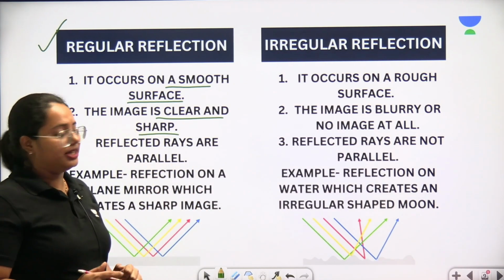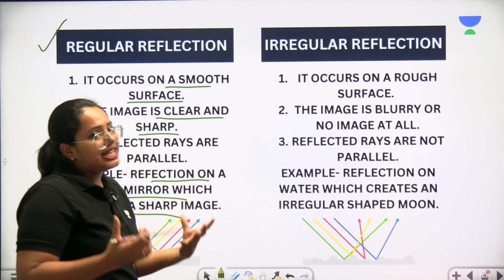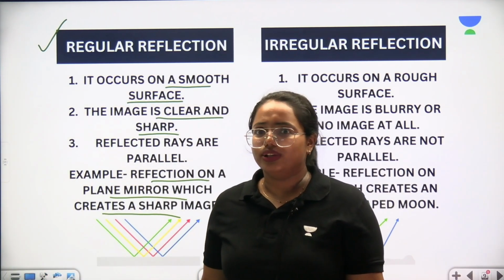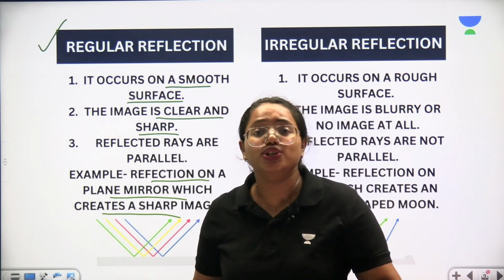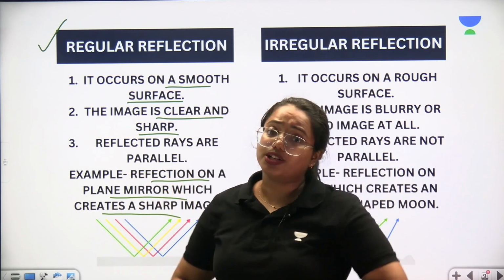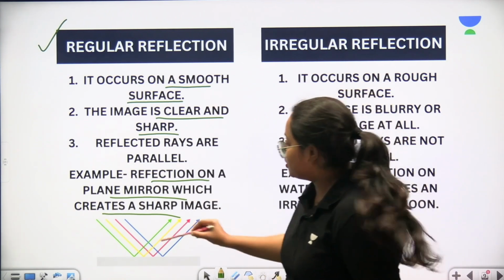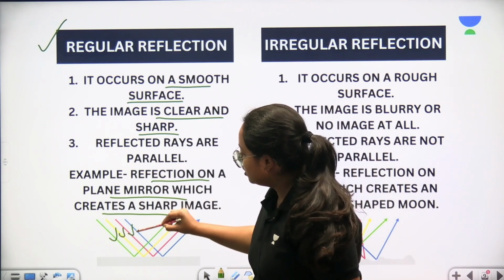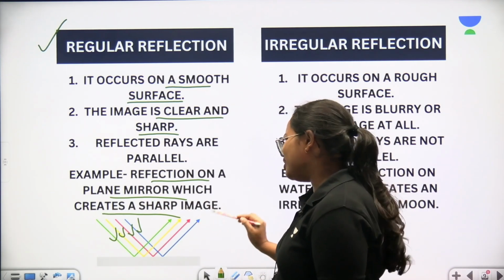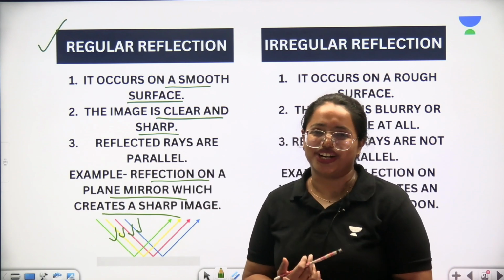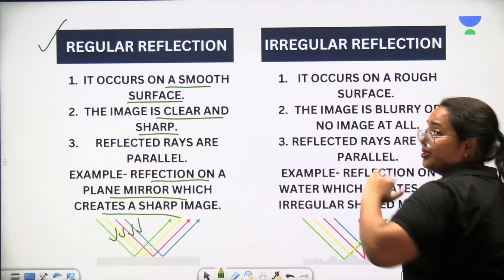So let's take an example here. The reflection on a plane mirror creates a very sharp image. If you want to see your own image in a plane mirror, that's going to be really perfect if it is really polished, right? Yes. Why? Because it is going to create a clear image because of the regular reflection there. Clear? And when you look at the reflected rays here, I'm going to add some arrows. These are the incident rays and these are the reflected rays. Look at the reflected rays here. They are parallel to each other, right? Yes. So the reflected rays are parallel to each other in case of regular reflection.